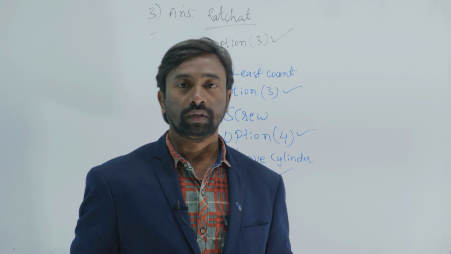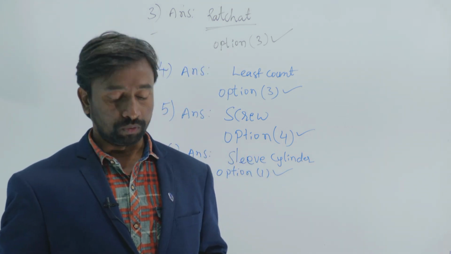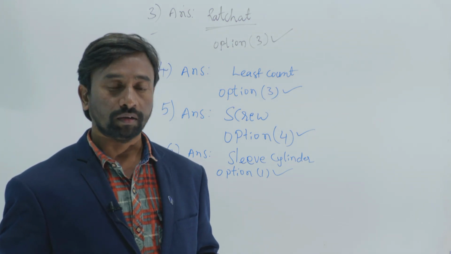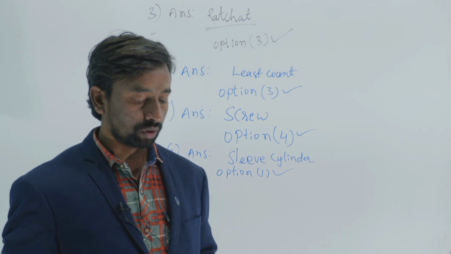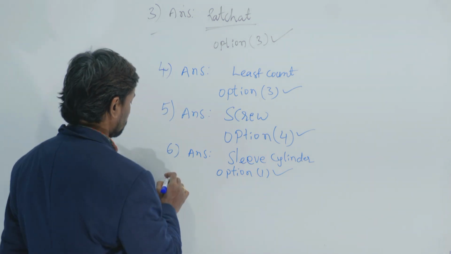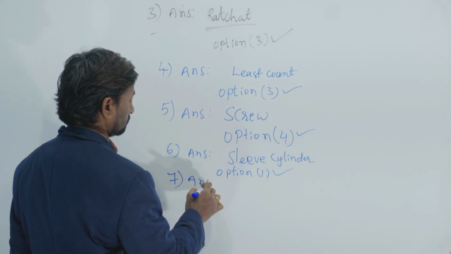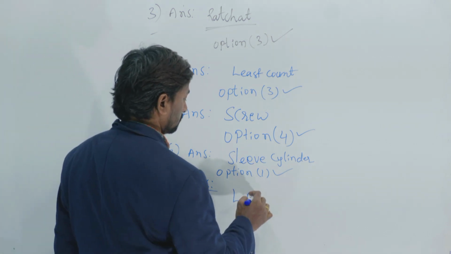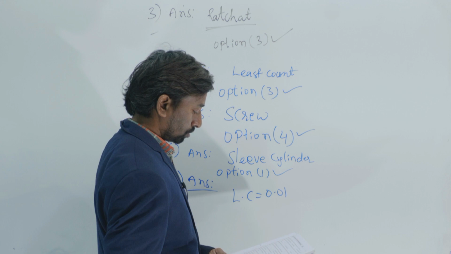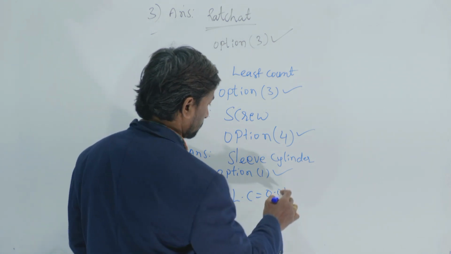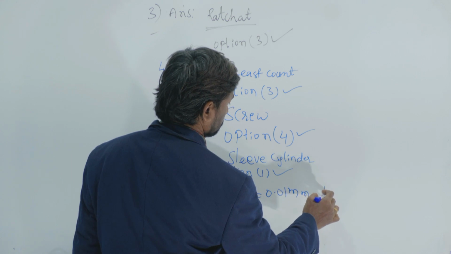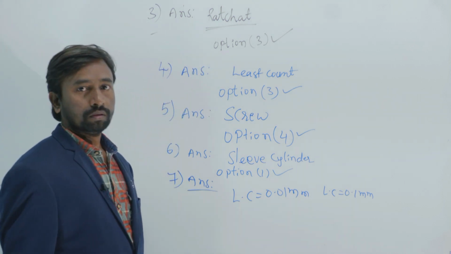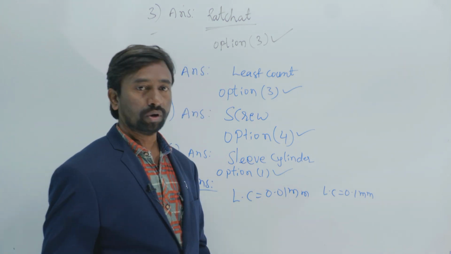Next, the seventh one. Two instruments P and Q have least counts 0.01 mm and 0.1 mm. Which instrument gives more accurate reading? Here they have given two values of least count. LC is 0.01 millimeter, and the other least count value is 0.1 millimeter. So which one will measure more accurately?